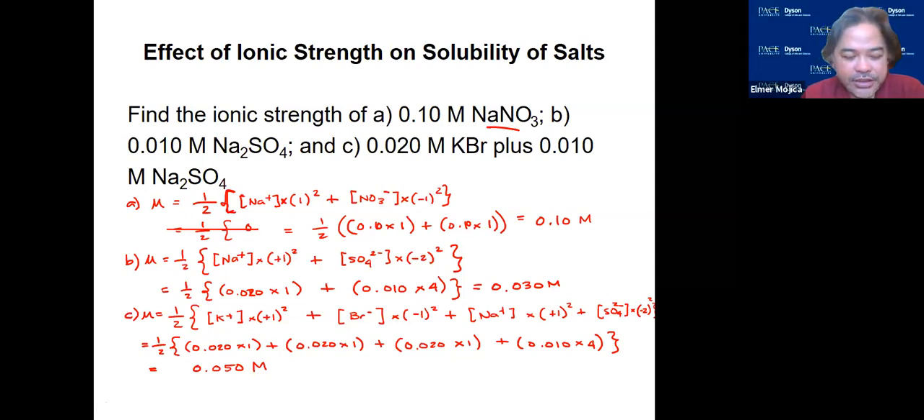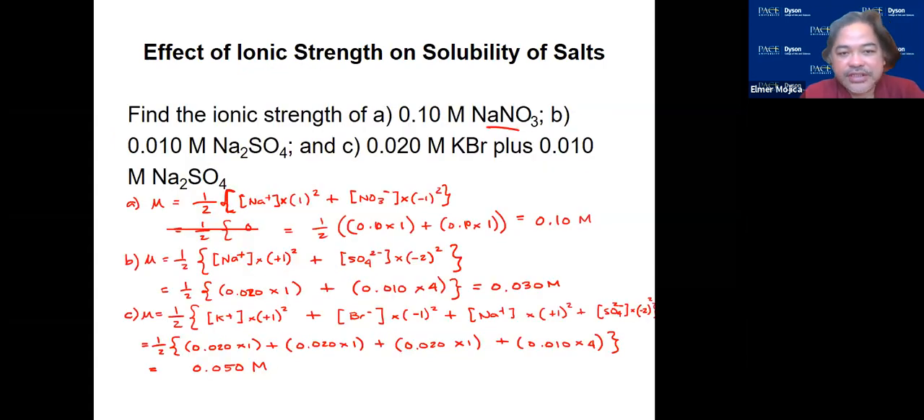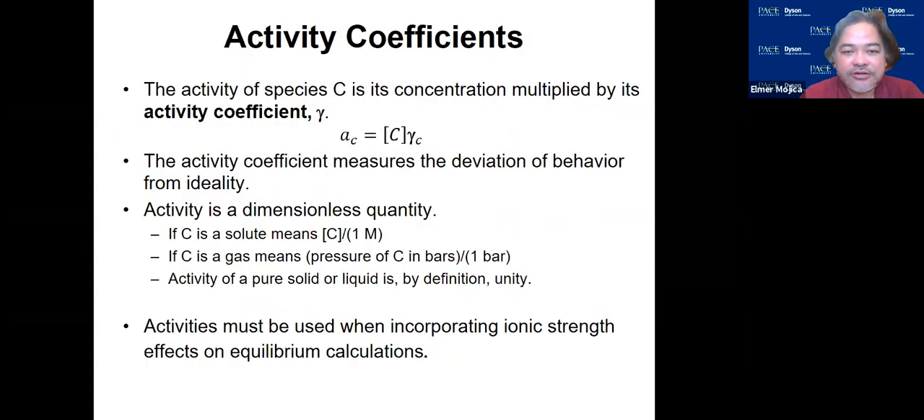So when we have the ionic strength, we could say this is a measure of the total concentration of ions in the solution. And the more highly charged the ion is, the more it is counted. You just have to follow this equation or formula in solving the ionic strength. Okay? Now, let's go to this concept of activity coefficient.